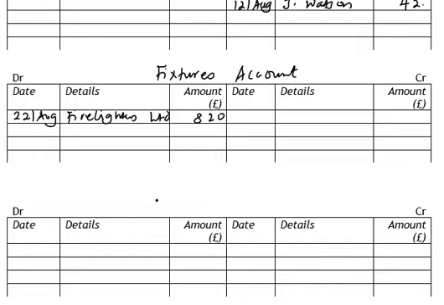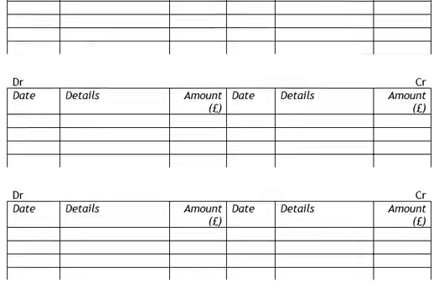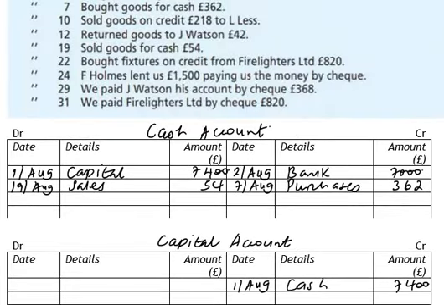Then I'll create another account. That is Firelighters Limited account. We credit it. This is a liability account. So on 22nd August, fixtures 820. Remember, for each transaction there has to be a debit with a corresponding credit.